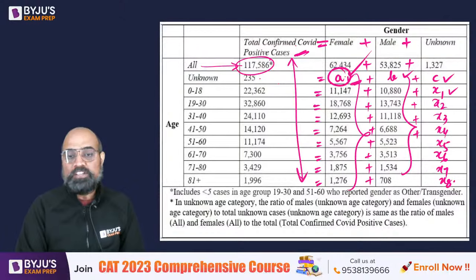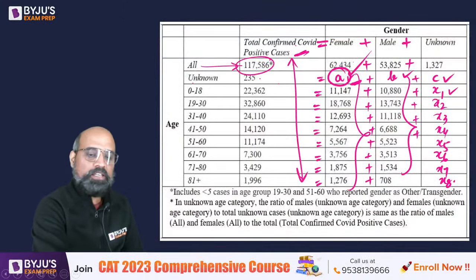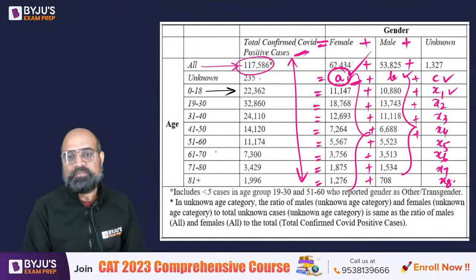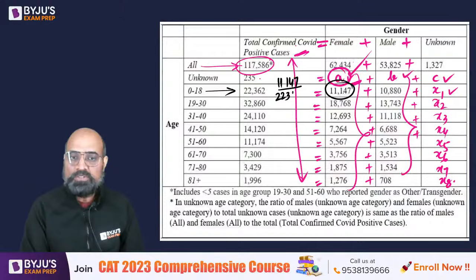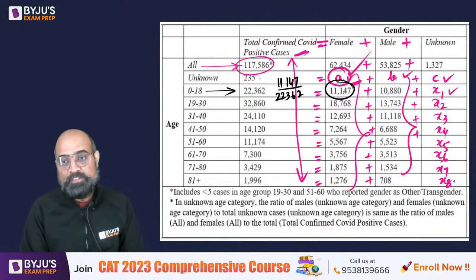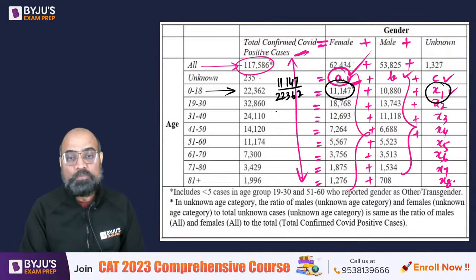Now if you look at the female positive, let's try the 0 to 18 one. Okay, let's try to understand the question. So can we say the female positive is going to be 11147 upon 22362? But if the unknown genders are also female, it could also be 11147 plus x1 divided by 22362. So you get a range.